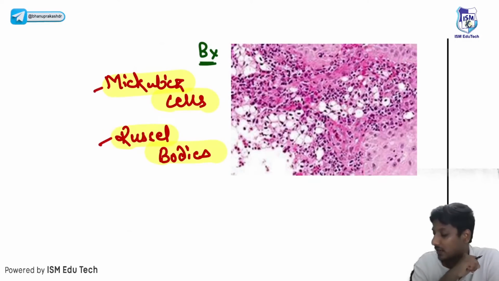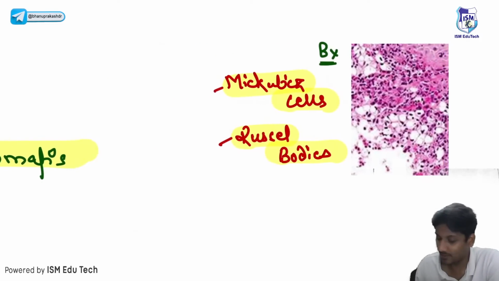Don't get confused with the Russell bodies seen in cases of multiple myeloma. Those are different. Those are seen in plasma cells. So those are different. These are Russell bodies and the Mikulicz cells.